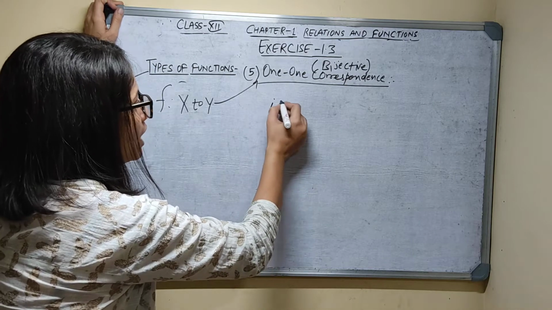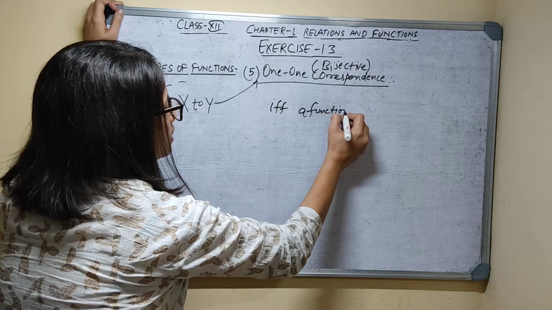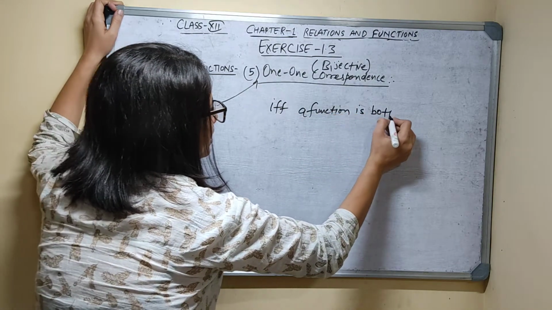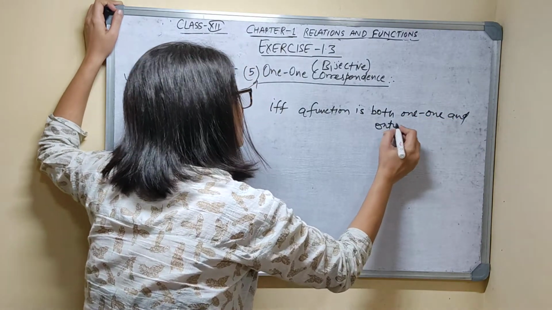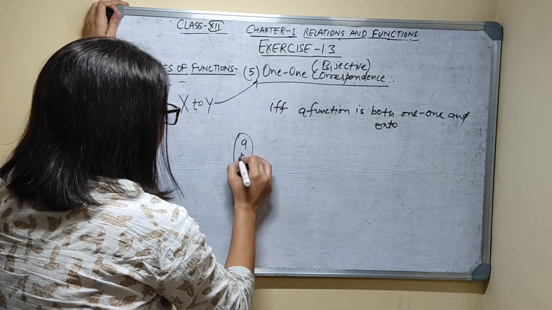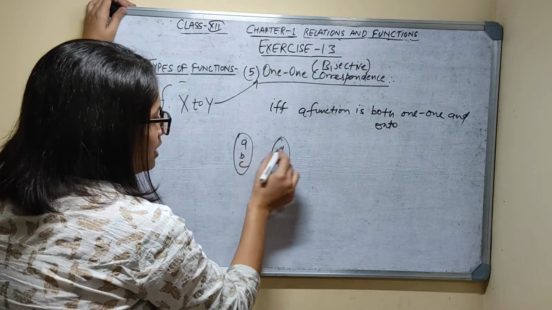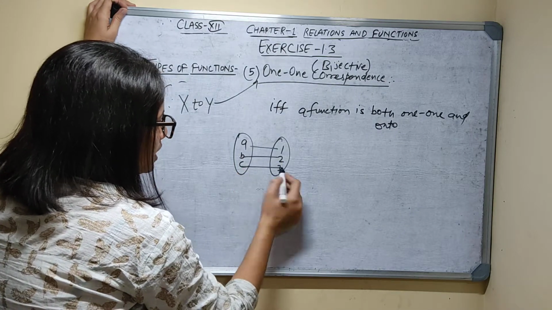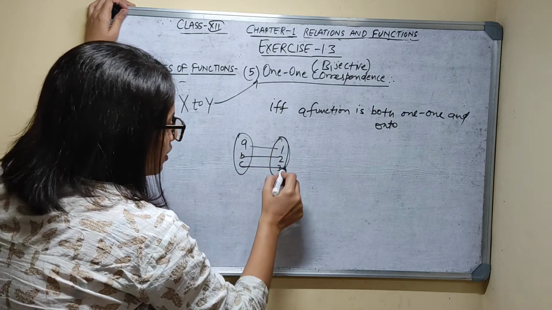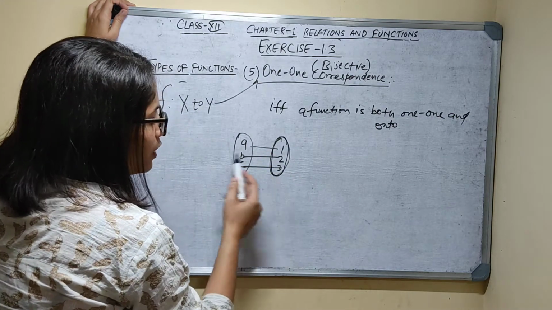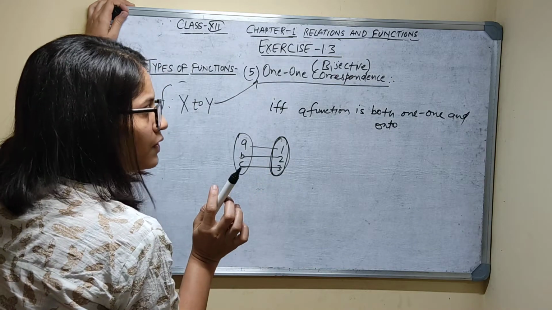If a function is both one-one and onto. I will explain you. Same A, B, C, 1, 2, 3. For a function to be one-one, all elements are related to different. Onto means what? Not a single element is there which is not associated with any element of X. All elements are related to any element of X.